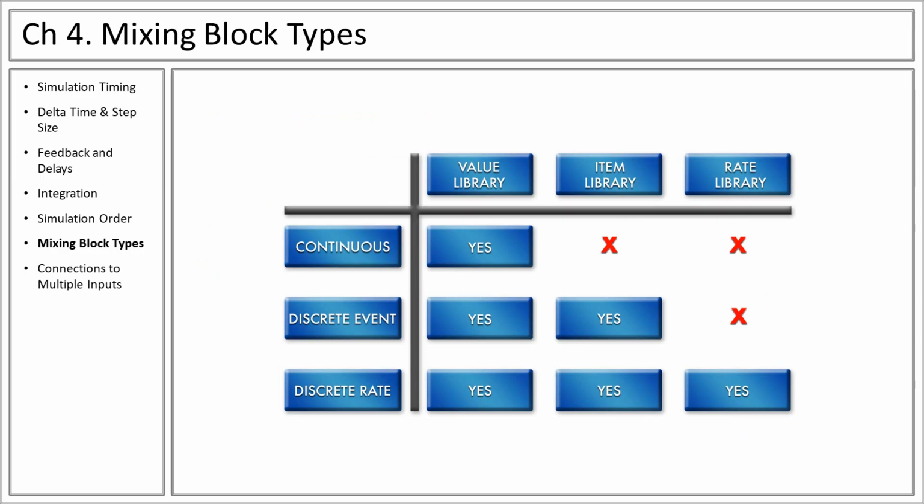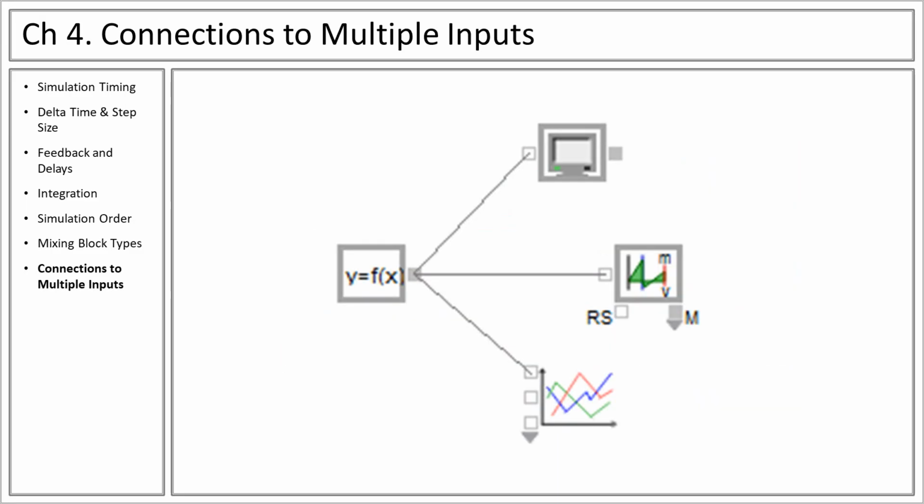Now let's look at the modeling methods we can use the various blocks in. You can use continuous blocks, such as those from the value library, in both discrete event and discrete rate models. You cannot, however, use discrete event or discrete rate blocks in continuous models. These blocks require the executive block, and that changes the timing of the model to event timing. Now let's look at connectors again, but from a different perspective.